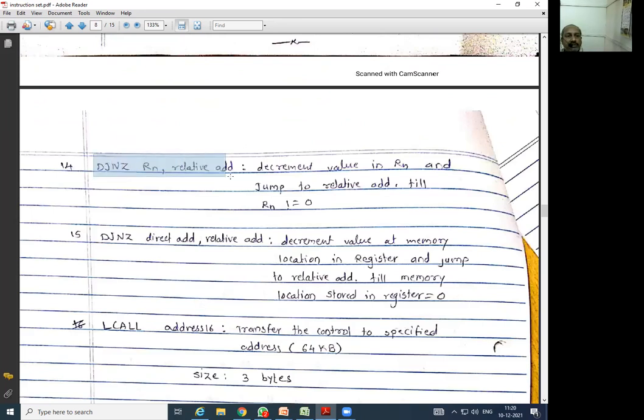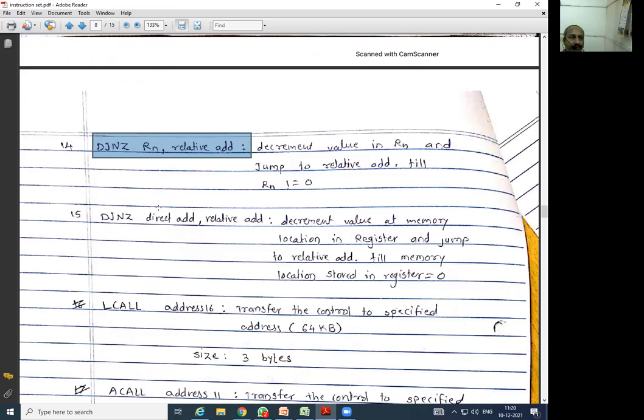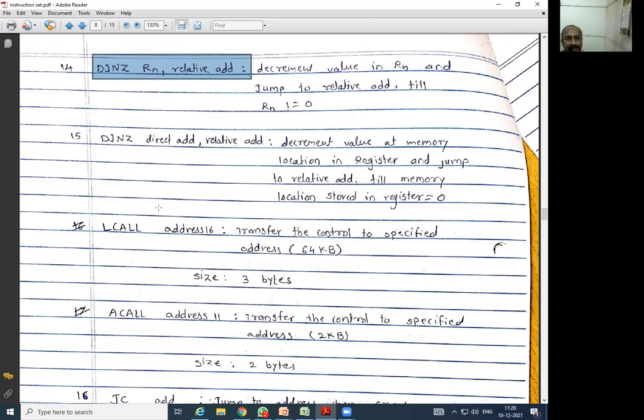Now the next one, that is the opposite one, that is DJNZ. What does it mean? It means decrement the value in Rn and jump to the relative address till Rn is not equal to 0. So that is very important: till Rn is not equal to 0.